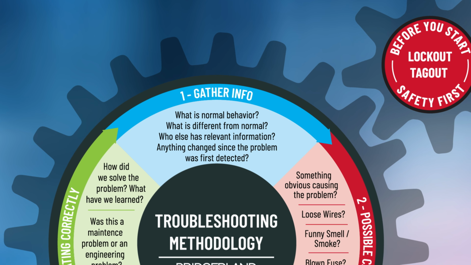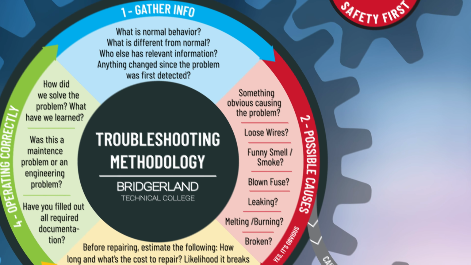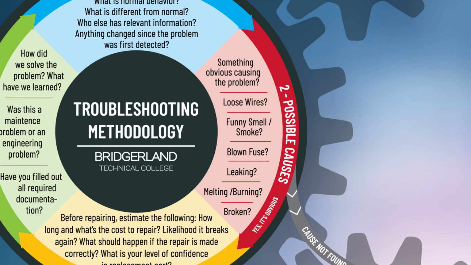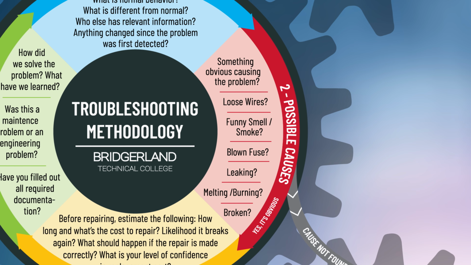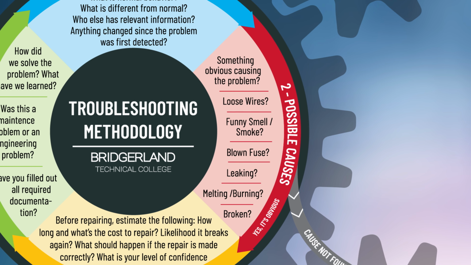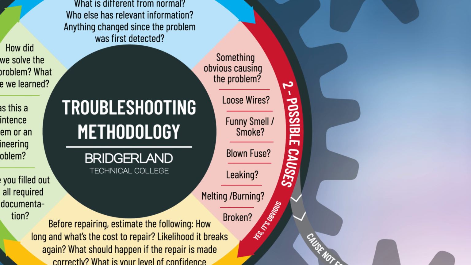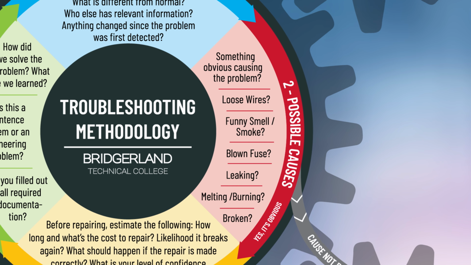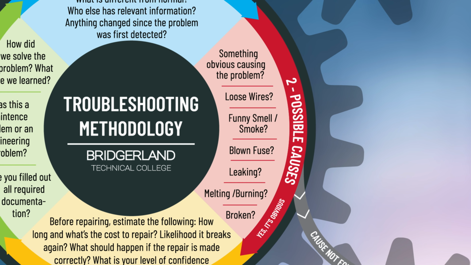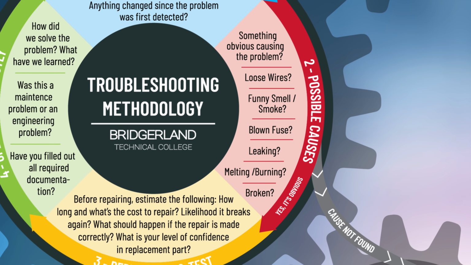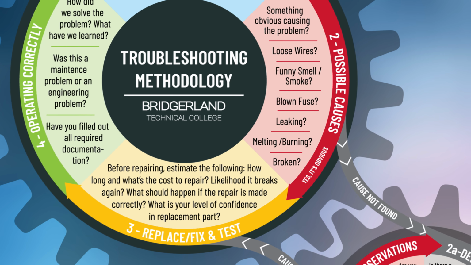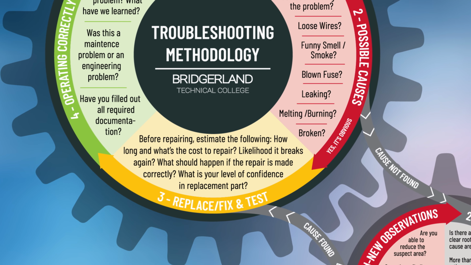Part 2 looks at possible causes. Is there something obvious causing the problem? Are there loose wires? Do you smell smoke? Is there a blown fuse or signs of leakage? Can you see indications of melting or burning? Or is anything broken? If the issue is obvious or you can easily identify a cause, you should move on to Part 3, where you'll follow the steps to replace or fix and test the part and system.